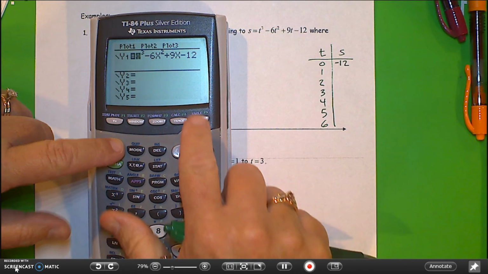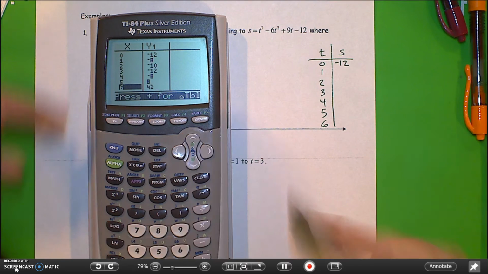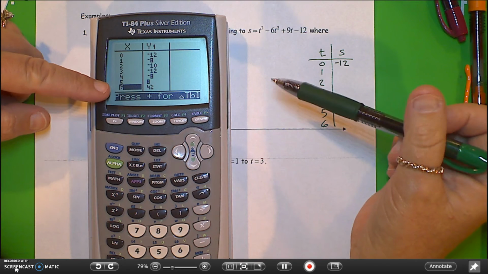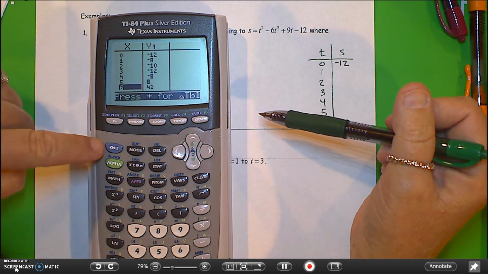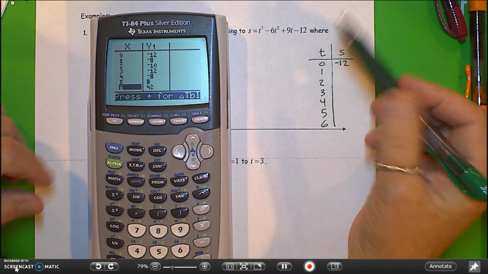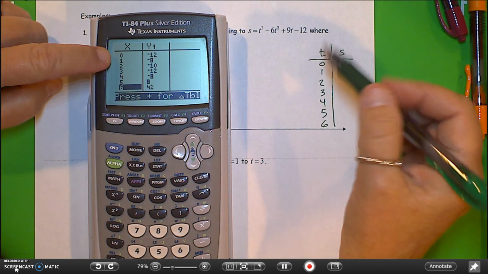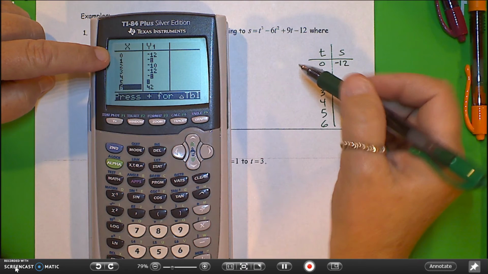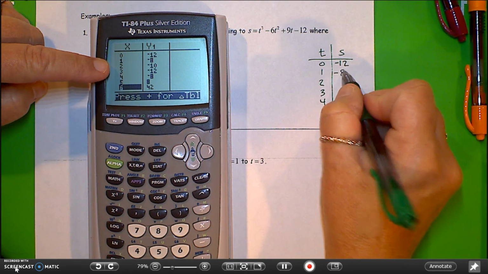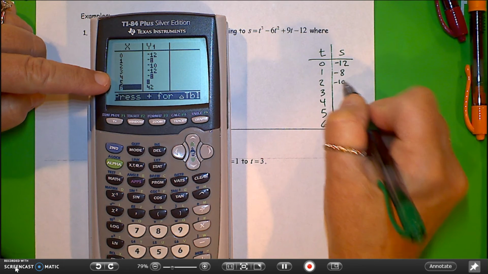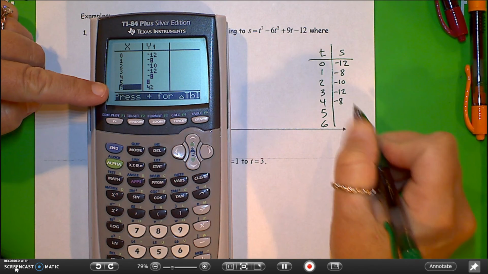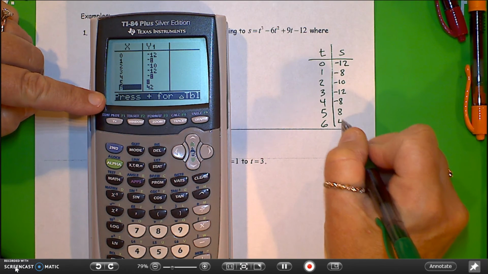So I'm going to go to second table. My table is already set up to use whole number increments. If yours is not, you can do second table set to establish what the increments are and what the start point is. So I can get my numbers right off of this. So for x is 0, we have -12. X is 1, it's at the position -8. For 2, it's -10. 3 is -12. 4, -8. 5 is 8. And 6 is 42.